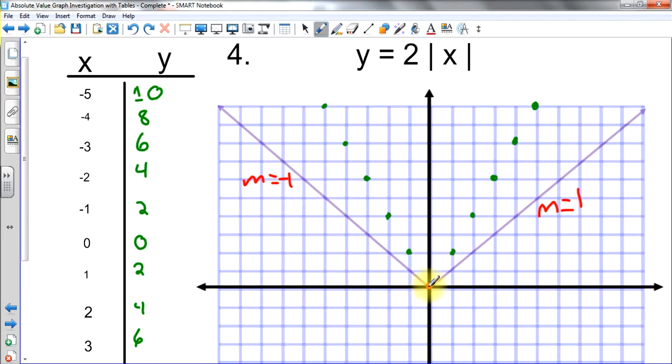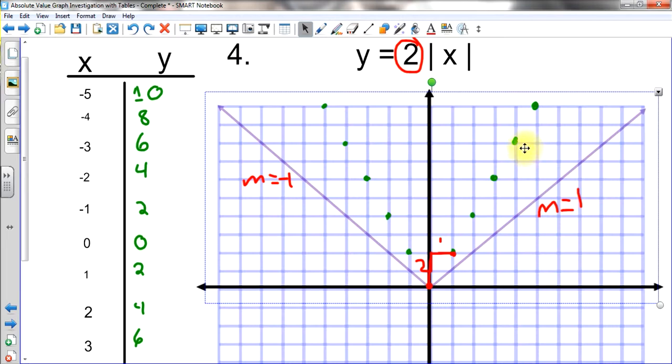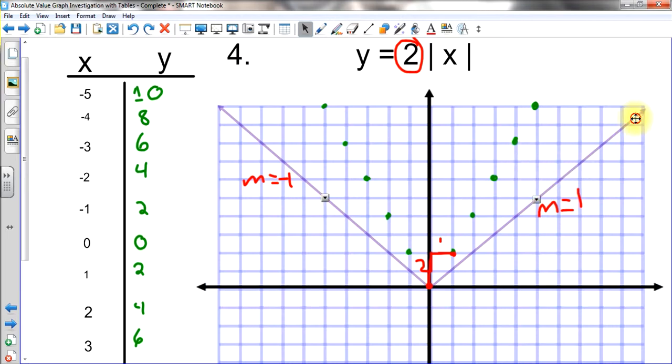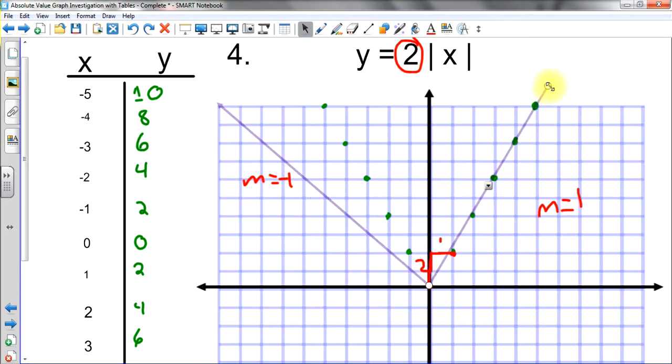Notice this green pattern. It looks like to go from one point on the green pattern to another point, we have to go up 2 and go over 1. So it looks like we have a slope of 2, which is this number right here, this multiplier. Remember, slope is just a multiplier. So I'm going to move my parent function to have a slope of 2. And see how it makes my line steeper to fit that number pattern? So this 2 out in front looks like it affected the slope of the graph.